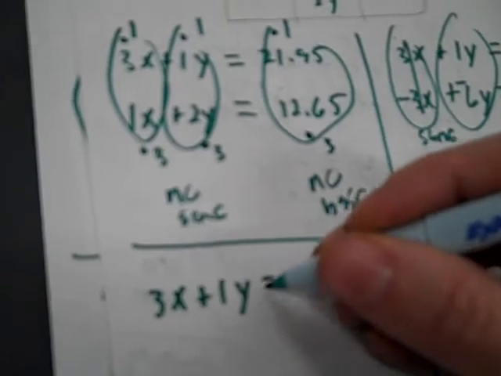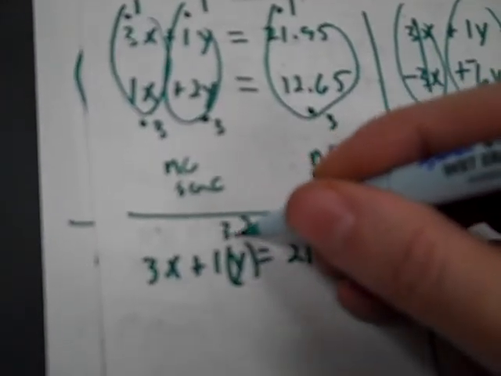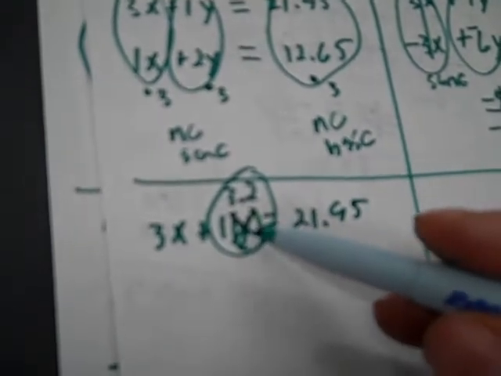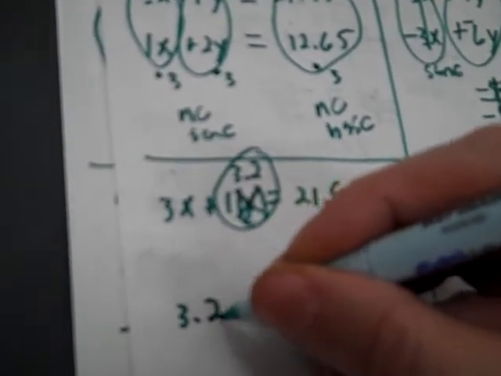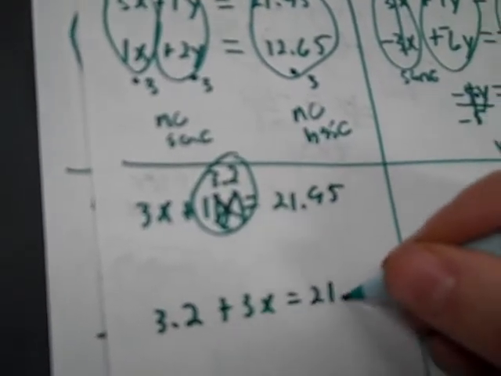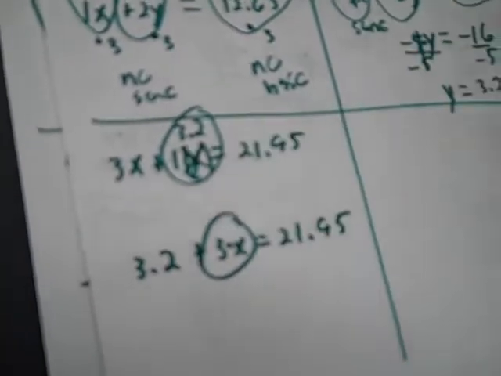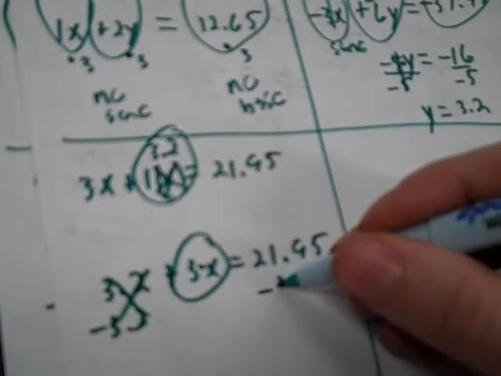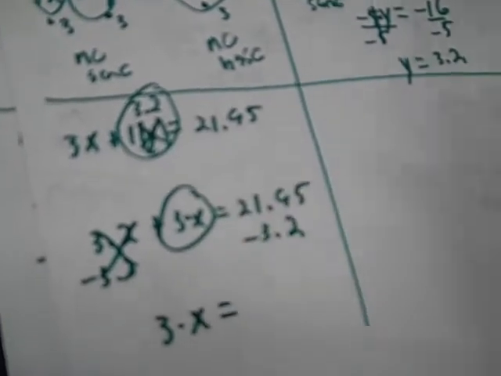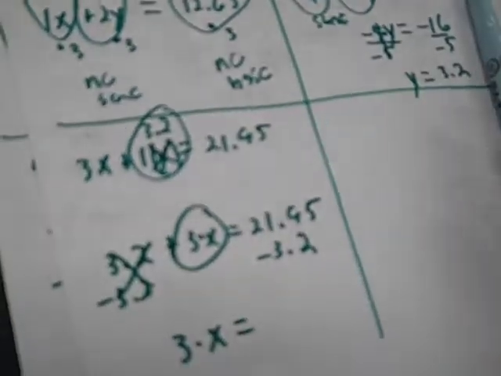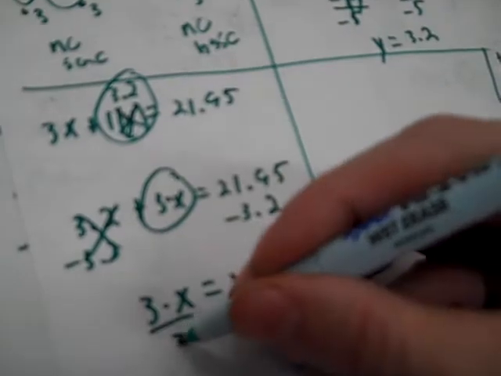Now I take the 3x, 1y, and 21.95 and write it out. We need to put 3.2 where the y is at. Cross it out then. After you parenthesize, it's gone. 1 times 3.2 is 3.2. Plus 3x equals 21.95. So I dot the 3, and I take away 3.2. So 3 dot x. So 21.95 minus 3.2 is 18.75. Then I'm going to divide by 3. So 18.75 divided by 3 is 6.25.